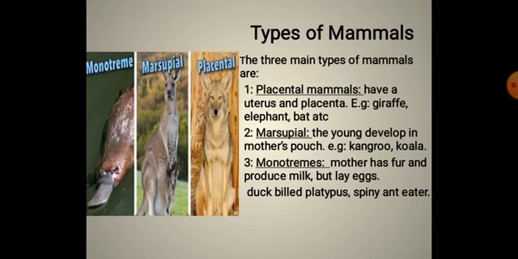Types of mammals. The three main types of mammals are placental mammals, marsupial mammals, and monotremes. Placental mammals have a uterus and placenta, for example, giraffe, elephant, and bat. Marsupial mammals, the young develop in the mother's pouch, for example, kangaroo and koala. Monotremes, the mother has fur and produces milk but lays eggs. For example, duck-billed platypus and spiny anteater.